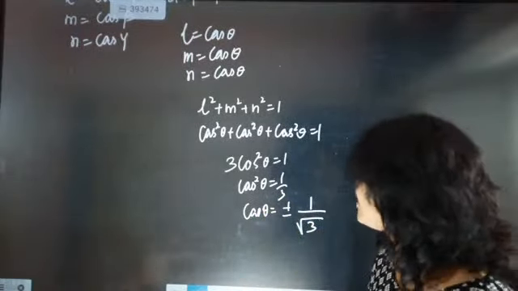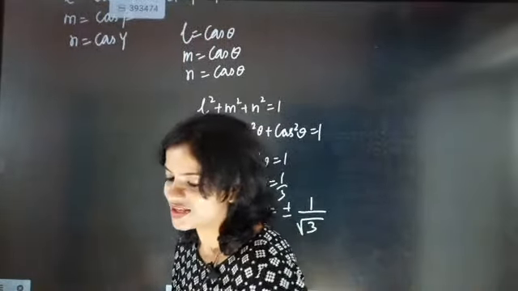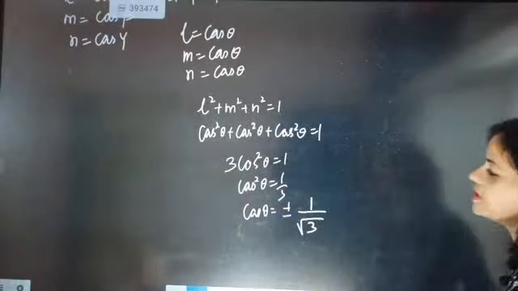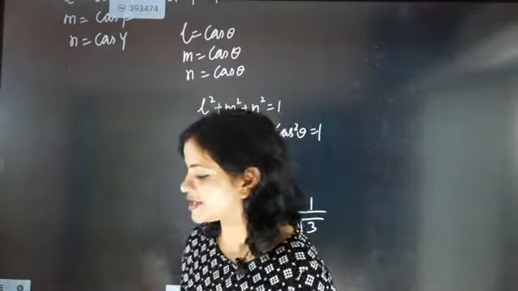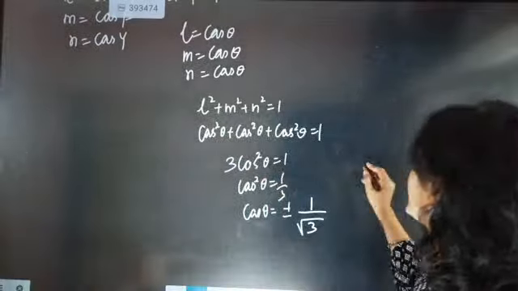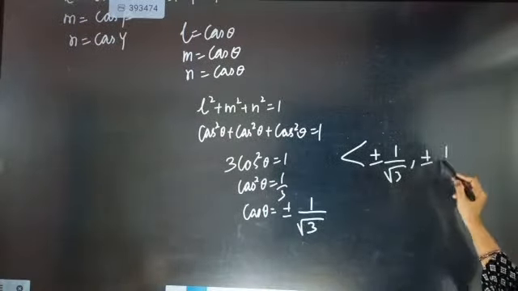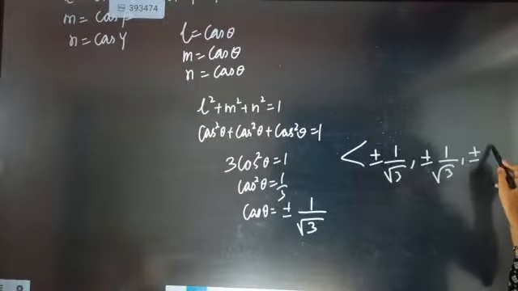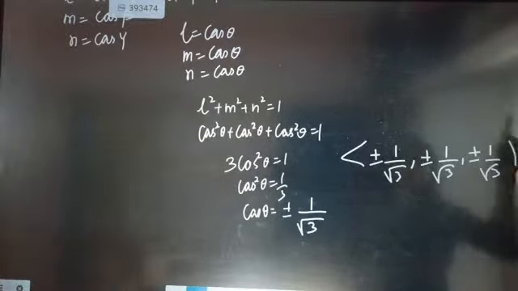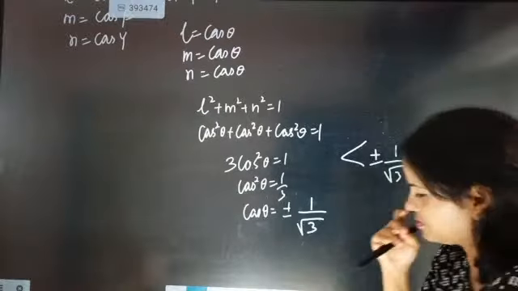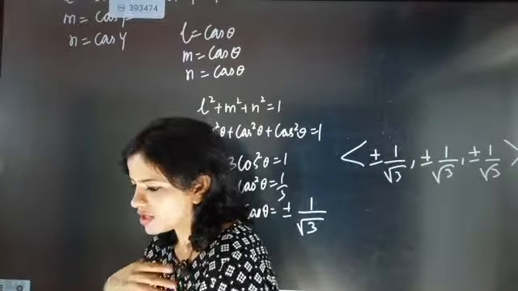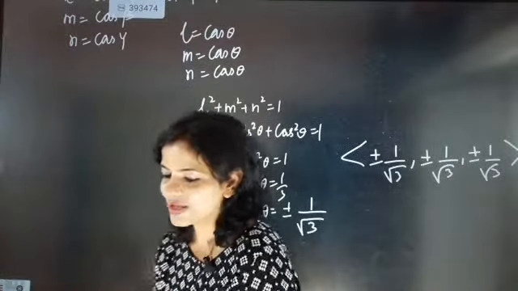Now look here, cos theta will be equal to plus minus 1 by root 3. So beta, for all the 3, x axis, y axis, z axis, it will become plus minus 1 by root 3, plus minus 1 by root 3, plus minus 1 by root 3. Okay, stop. Next question.